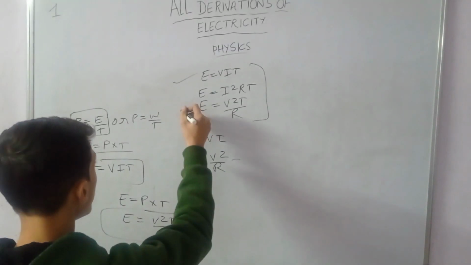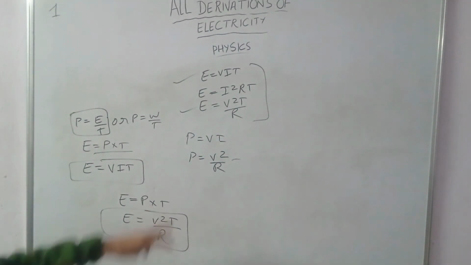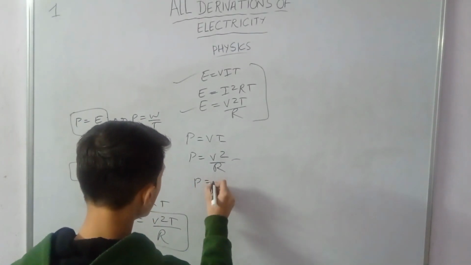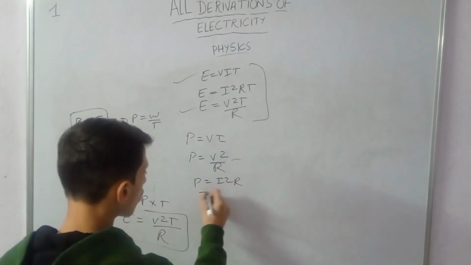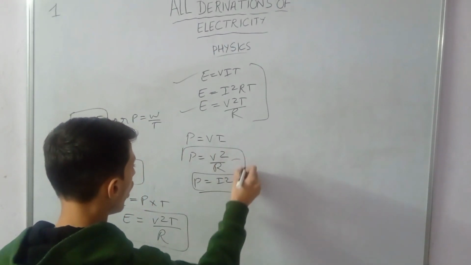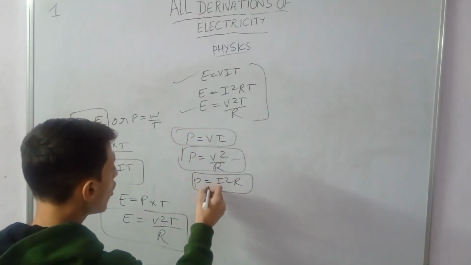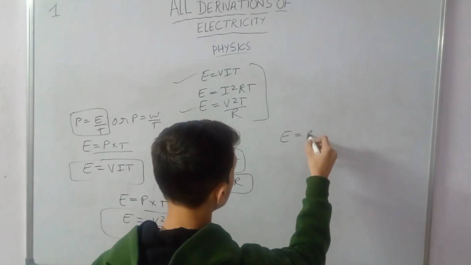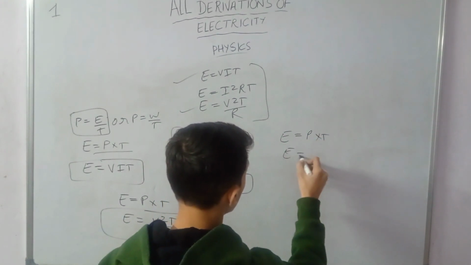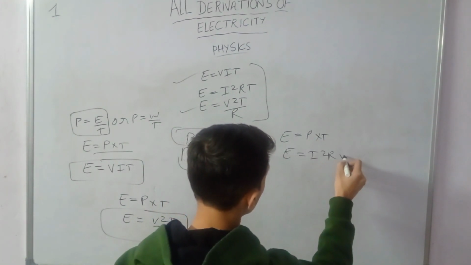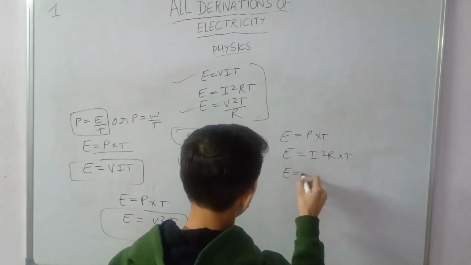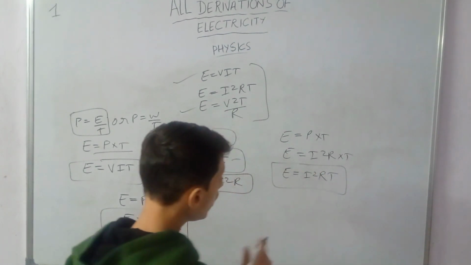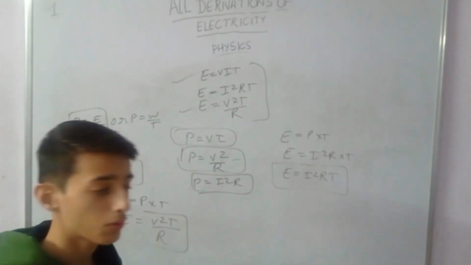Okay, now I will derive the third formula, that is I square RT, E equals I square RT. And we know that P equals I square R. We know this formula of electrical power. Okay. Now if I put the value of P equals I square R in this equation, that is E equals P into T, the formula becomes I square R into T, that is I square RT. Okay, now all the three formulas of electrical energy have been derived.